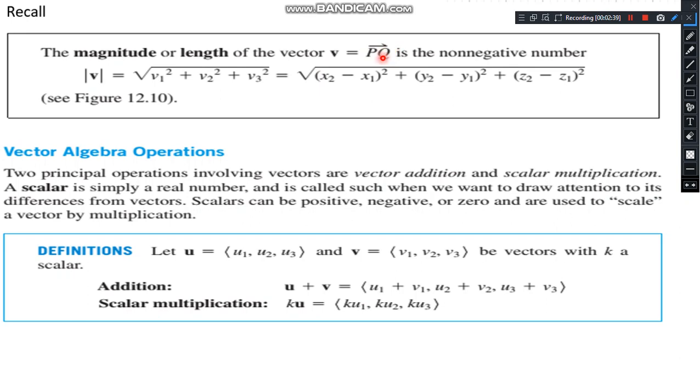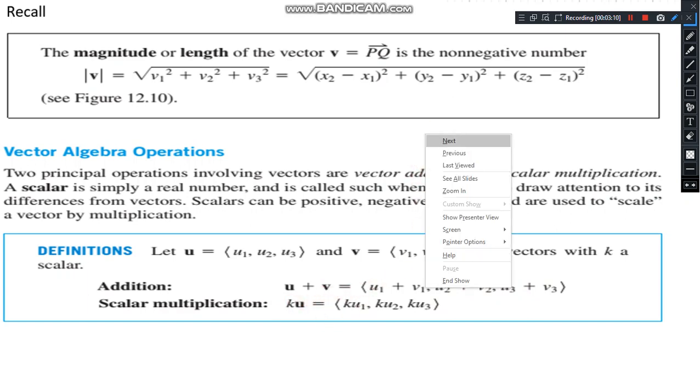The length of a vector V, if you have vector V which is PQ, if you do the norm, it's the square root of x of q minus x of p squared plus y of q minus y of p squared plus z of q minus z of p squared, like we used to do in two dimensions. And if you have the components of vector V, for example, v1, v2, v3, the norm will be the square root of v1 squared plus v2 squared plus v3 squared. If you want to add two vectors, you add the components: u1 plus v1, u2 plus v2, u3 plus v3. And if you want to multiply a vector by any number k, you multiply each entry by k.